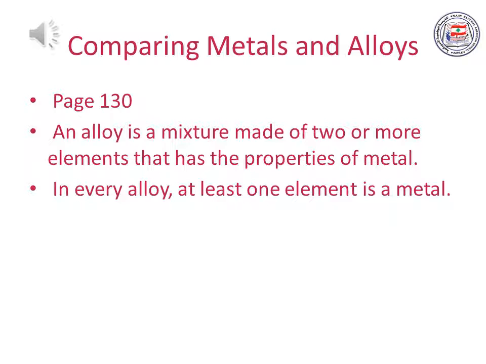Comparing metals and alloys. An alloy is a mixture made of two or more elements that has the properties of metal. In every alloy, at least one of the elements is a metal.